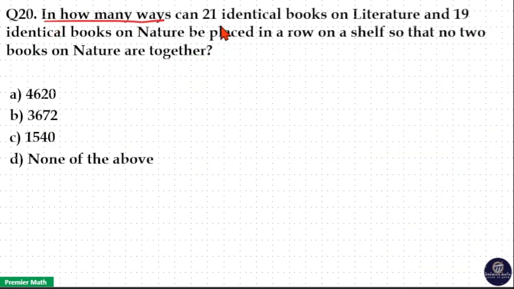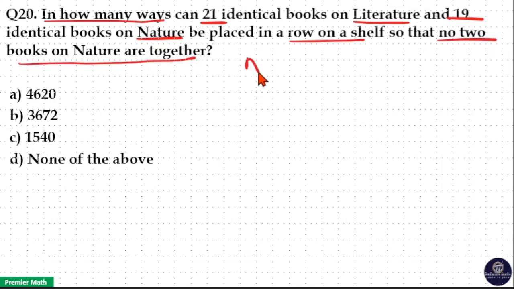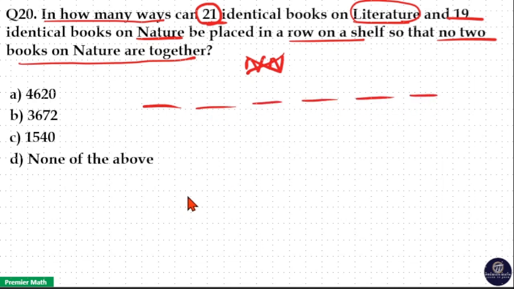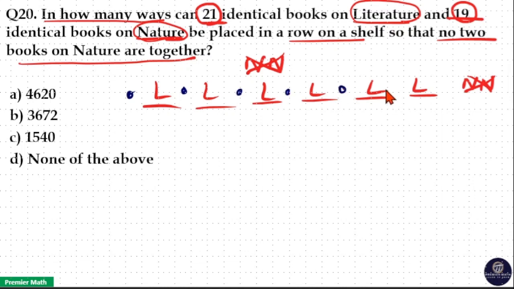In how many ways can 21 identical books on literature and 19 identical books on nature be placed in a row on a shelf so that no 2 books on nature are together? Here, no 2 books on nature are together means first we have to place these 21 literature books on the shelf. Consider this as literature books. Now we have 19 nature books remaining. And no 2 nature books are together means we have to place these nature books besides these literature books.